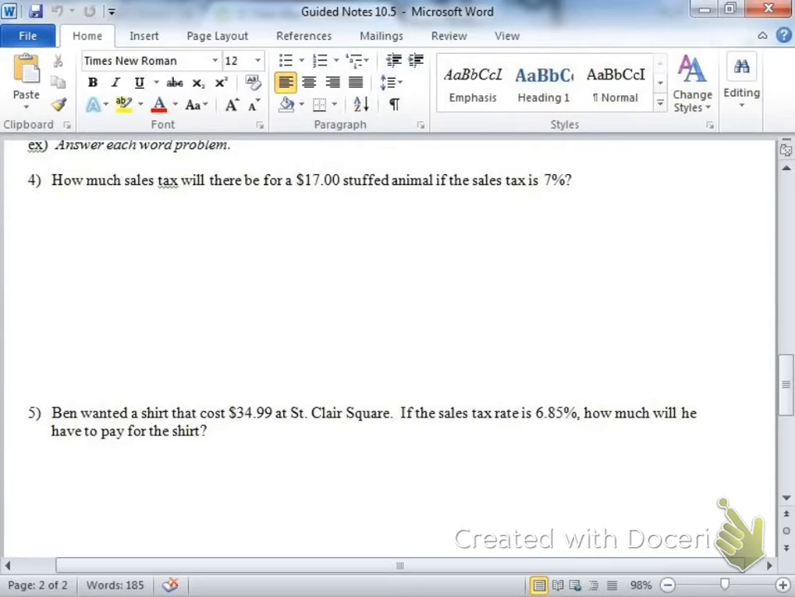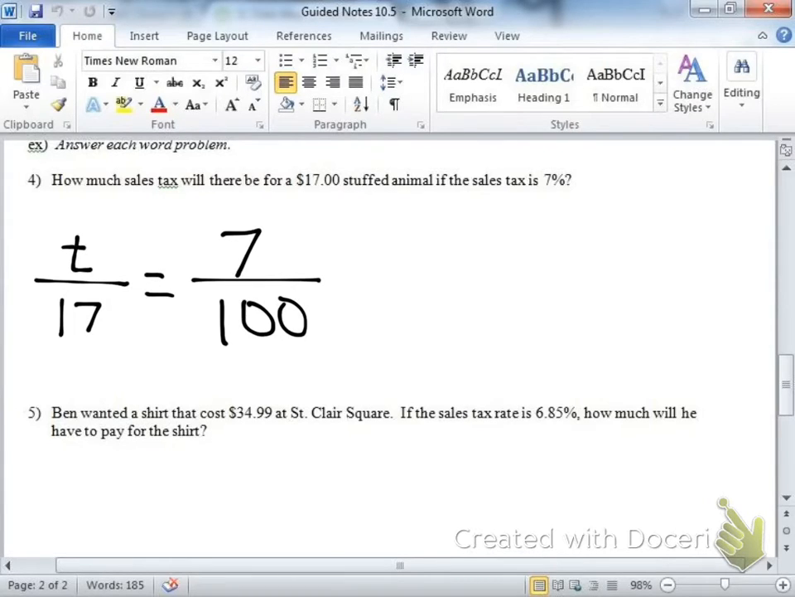How much sales tax will there be for a $17 stuffed animal if the sales tax rate is 7%? 7% goes on the top. Good. $17 at the top. The bottom. The original price goes at the bottom. This number up here is going to be the amount that's charged to you in sales tax. So I'm going to use a T.